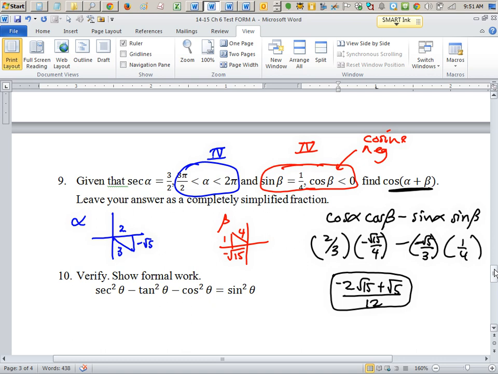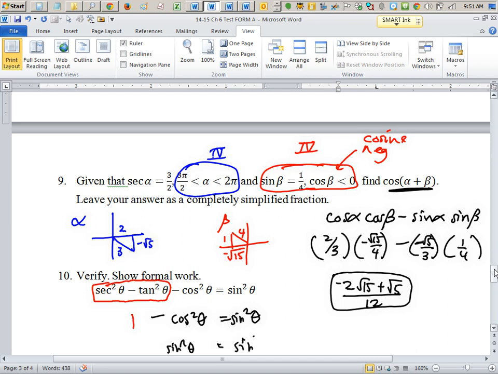Look, sec squared minus tan squared should look familiar to you. It's just 1. It's straight off your identity sheet. So you can start with that. And 1 minus cos squared is sine squared.